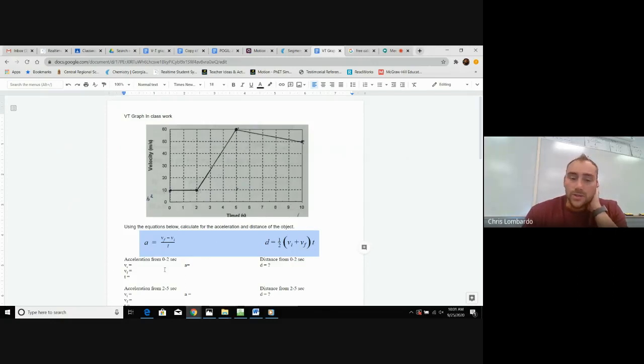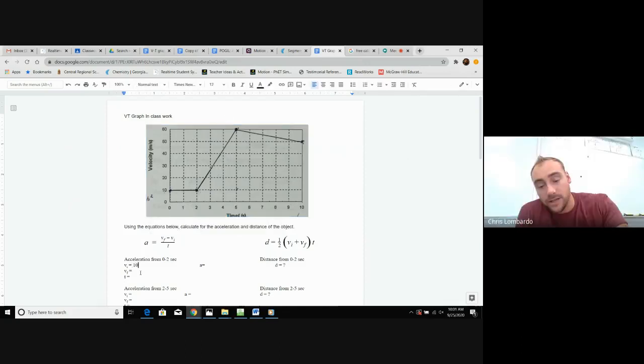So these are our two equations. You need to figure out VI, VF, and T. So how we're going to do this from 0 to 2 seconds. Find 0 seconds, and go up until you hit your line. There it is. It's at 10. So my initial velocity, you're going to write it out, 10 meters per second.